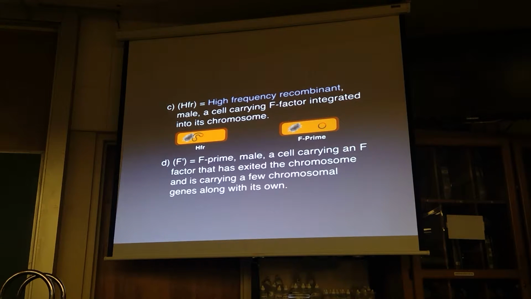cell. And then the fourth type, if the F factor was in the chromosome and it gets out, but when it comes out, it takes a little bit of chromosomal DNA with it. Then you've got F factor as a separate plasmid, but it's carrying a piece of chromosomal DNA. It's called F prime. It's also male, but it has some genes that are part of the chromosome now attached to the plasmid.